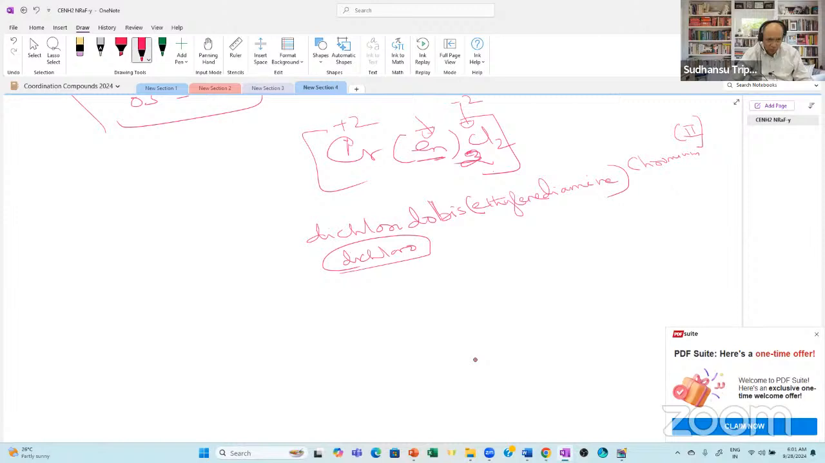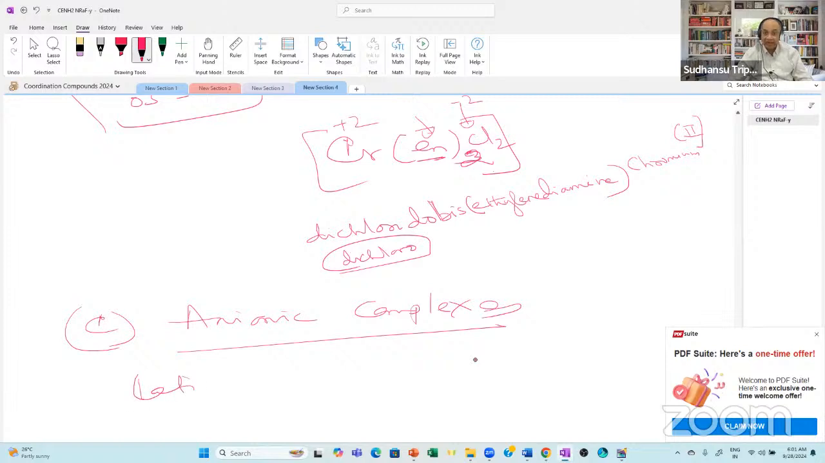Now coming to anionic complexes, the rules are different. First the cation, because that is the counter ion, the spectator, followed by the ligands in alphabetical order, the same way you did for cationic and neutral complexes, ligands in alphabetical order.